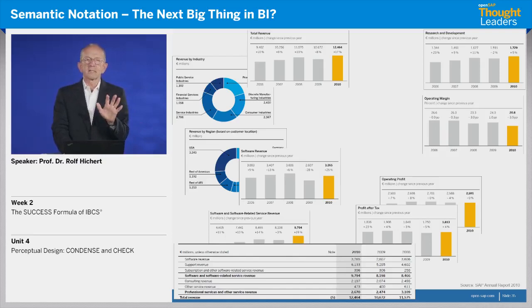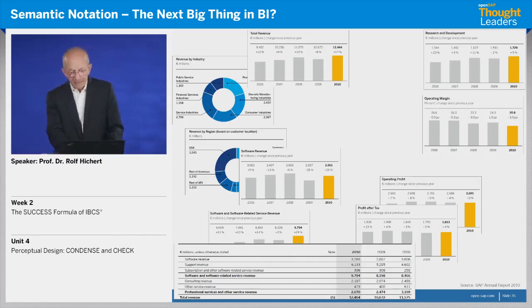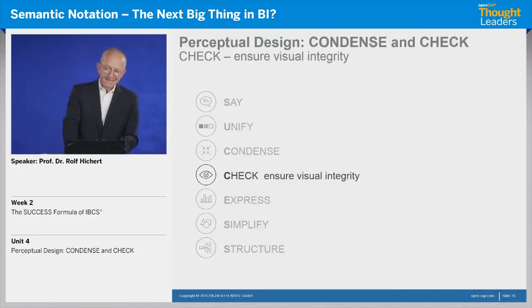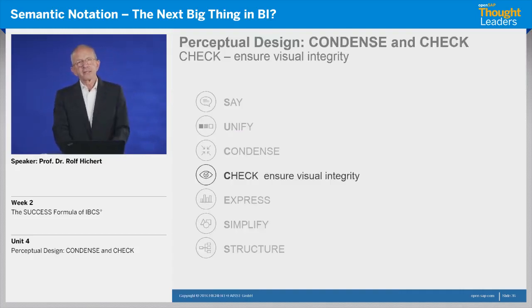3 little examples explaining the need for condensing information. Now, I would like to talk about check. Check, ensure visual integrity. I here would like to talk about proper scaling only. That's the most important part. We need a proper scaling concept.